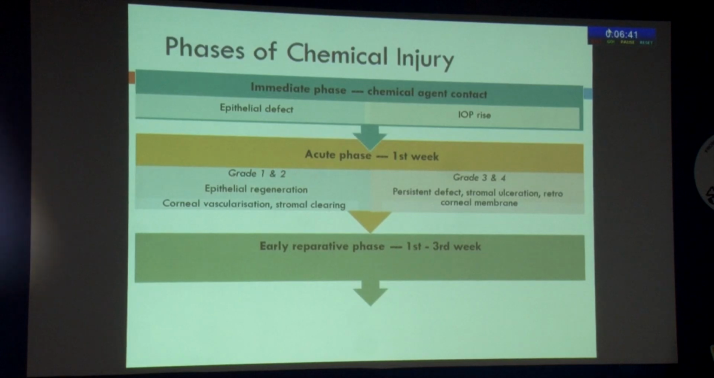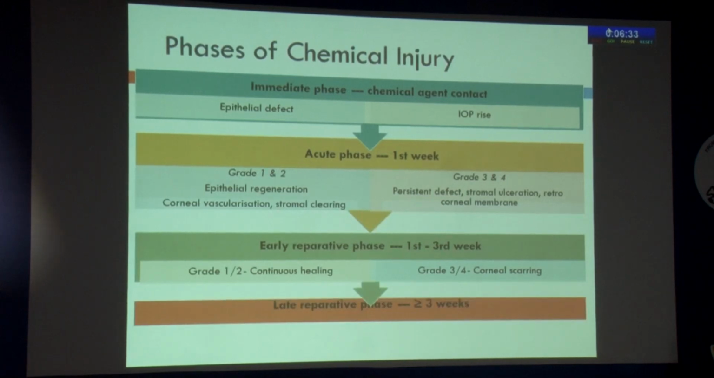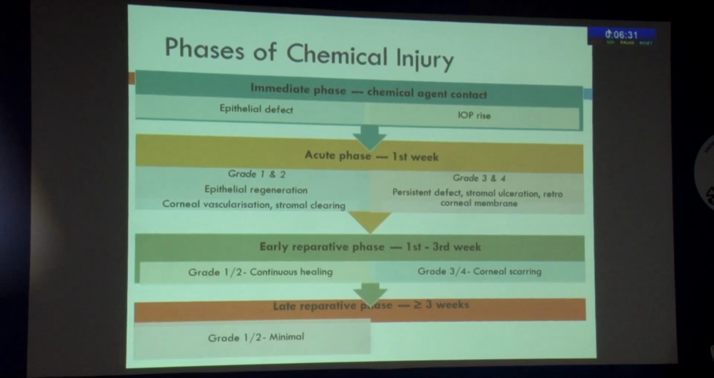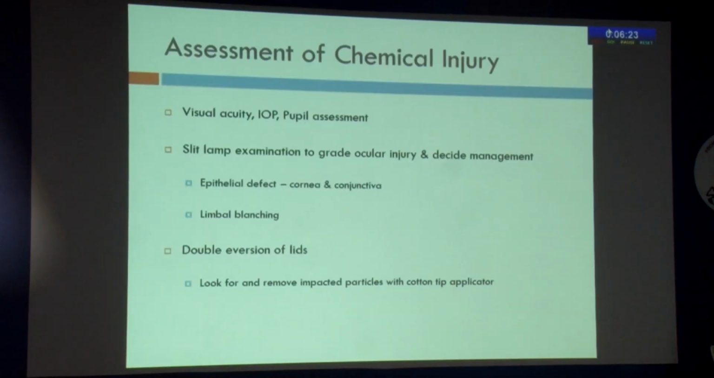In the early reparative phase, while grade 1 and grade 2 injuries show continuous healing, grade 3 and grade 4 will show corneal scarring. And in the late reparative phase, which is more than 3 weeks, grade 1 to 2 show minimal corneal changes, while grade 3 and 4 end up in corneal scarring and limbal stem cell deficiency.